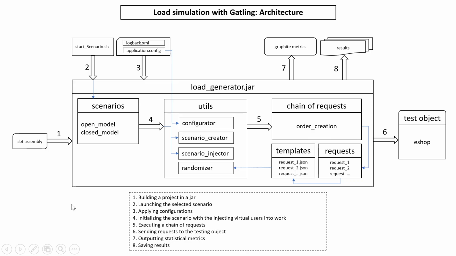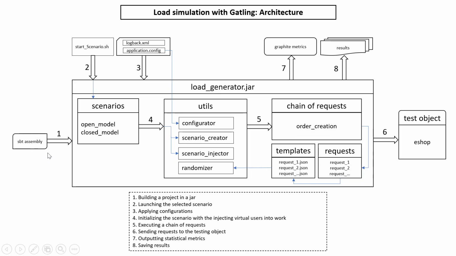After we have studied the basic concepts that are the fundamentals of Gatling, it is necessary to study the architecture of the future generator and how these concepts will be implemented. The load generator is a jar file that will be executed in the JVM. We will build it using the SBT assembly command because the whole project is written in the Scala language.